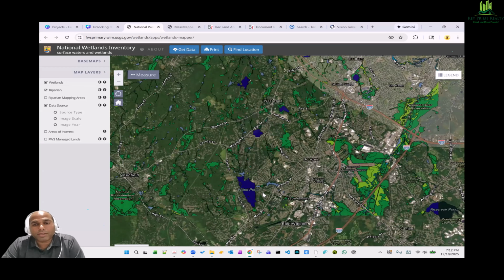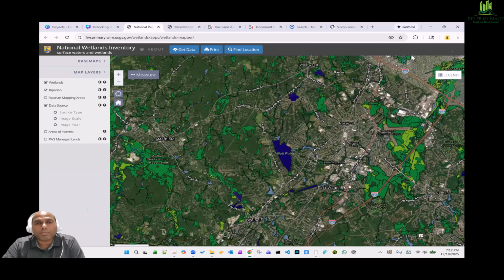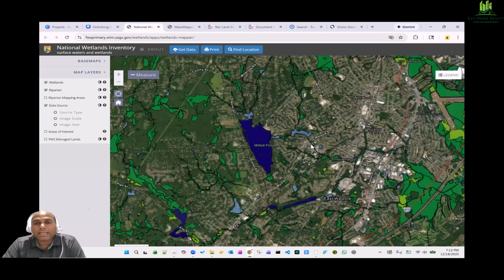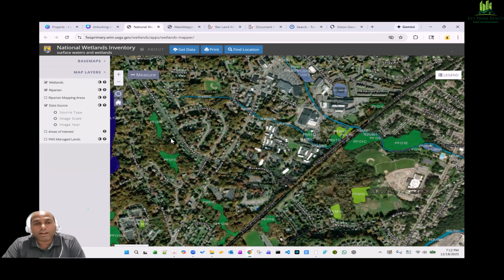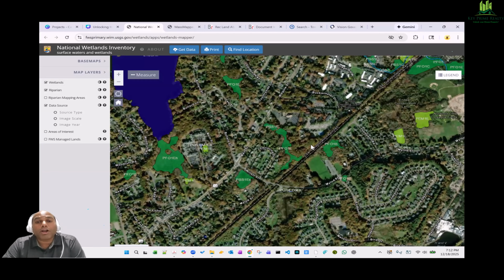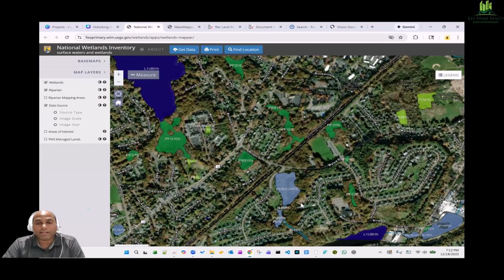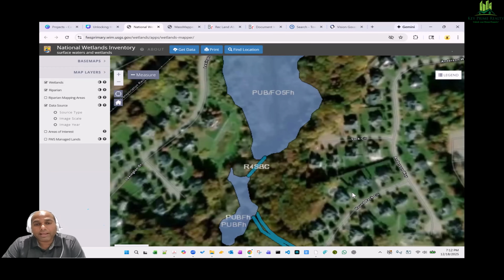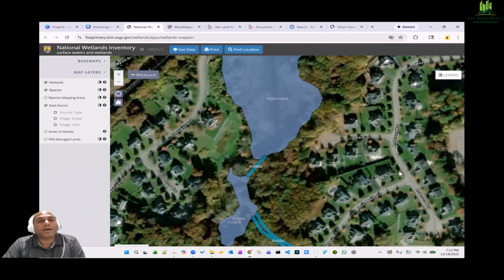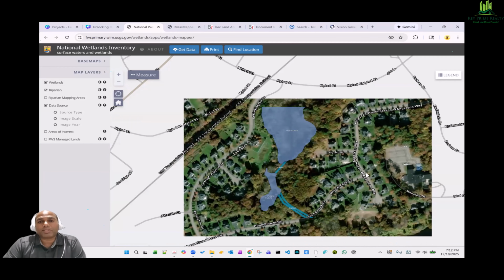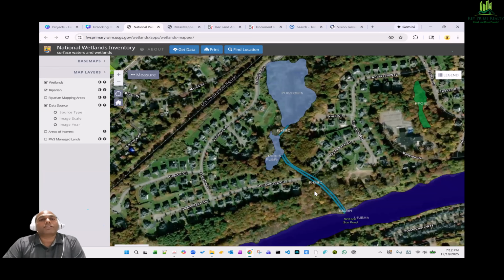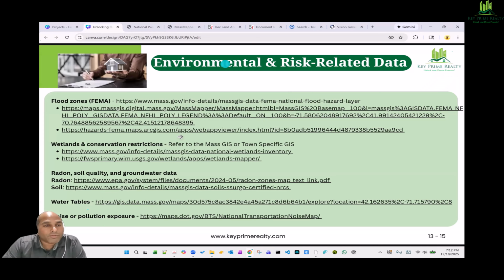So it's good to take the property and find it on the map and see whether there are wetlands adjacent or going through the parcel of land. Then the potential for development in that particular land is severely constrained based on the wetlands presence or the adjacent wetlands presence. Okay, so that's wetlands, and then radon and soil quality and groundwater data.